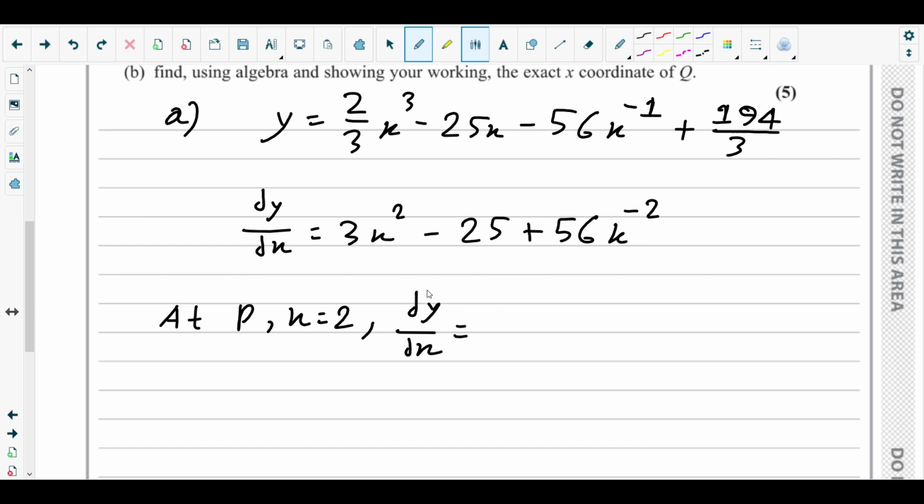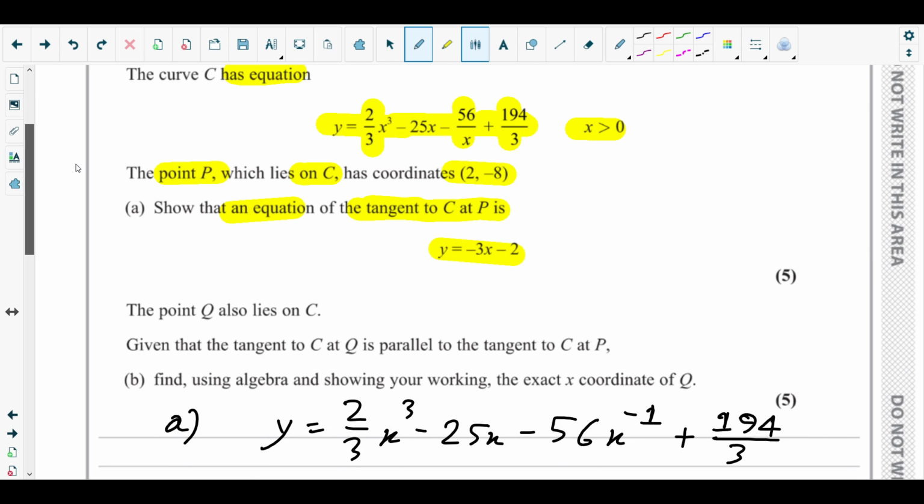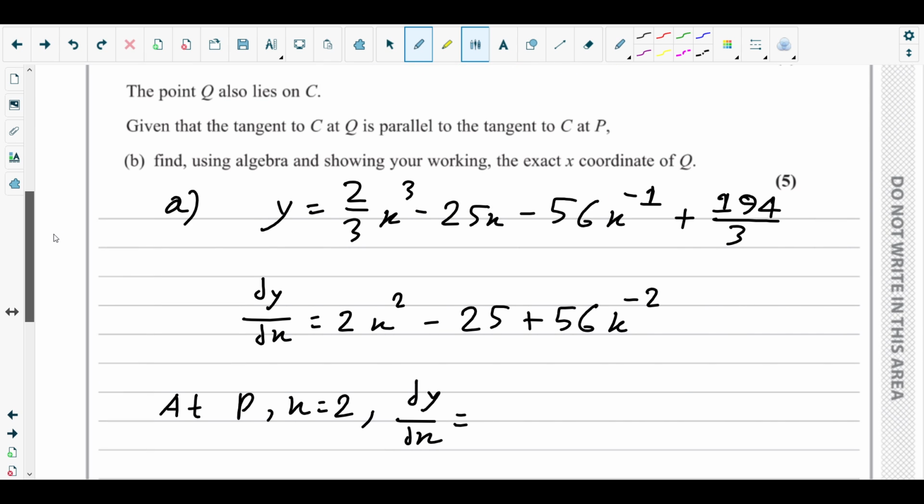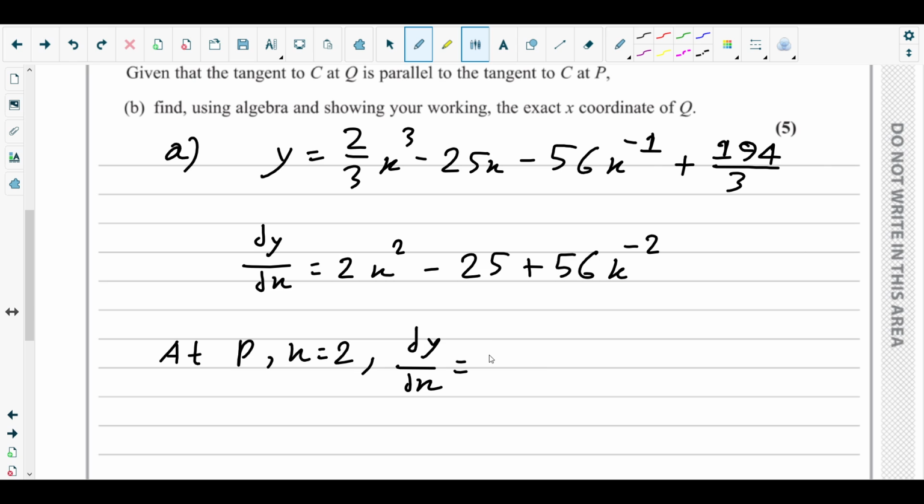Thrice of x, sorry, it would be twice of x squared. So if it's twice of x squared, x is what? 2. So 2 squared is what? 2 squared is 4. So 4 times 2, that is 8, negative 25 plus 56 over 2 squared. That is 56 over 4, right?